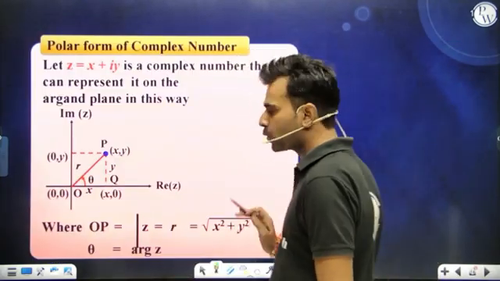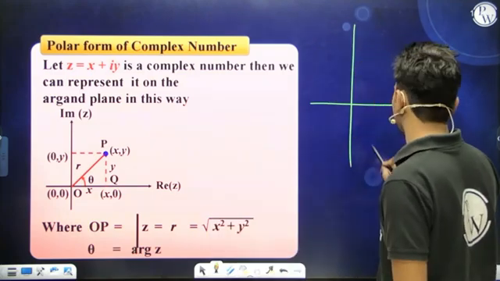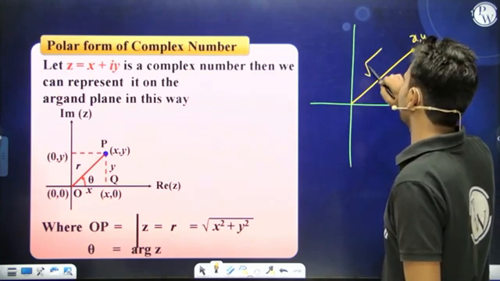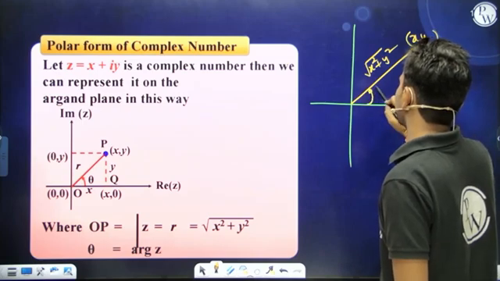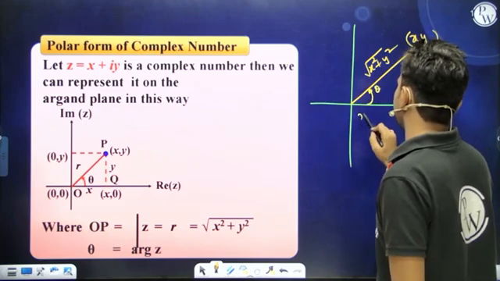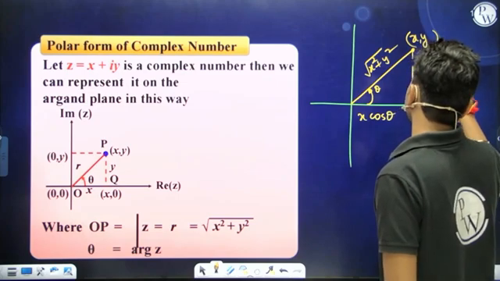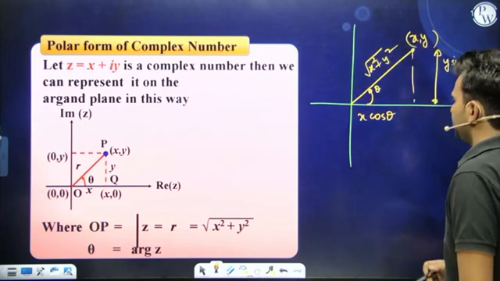Polar form is quite the same as the one that you might have done in trigonometry as well. If this is the point x comma y, then this distance is going to be under root x square plus y square. This will be forming some angle with the positive x-axis. If that is the case, then this length is going to be x cos theta. This length is going to be y sin theta.